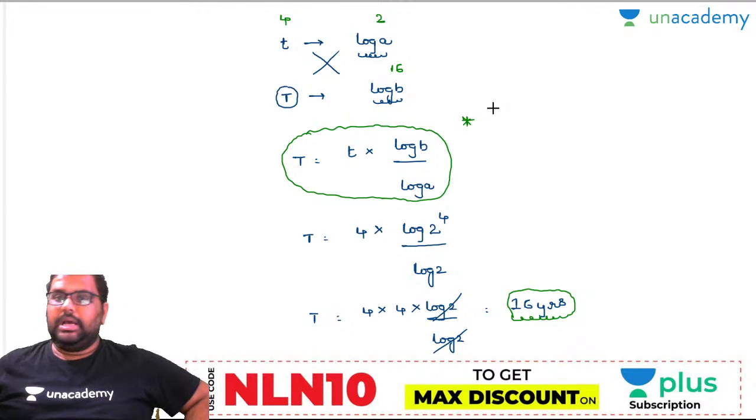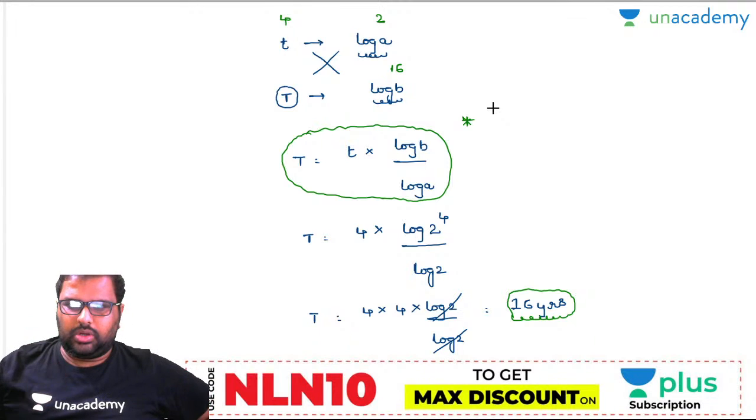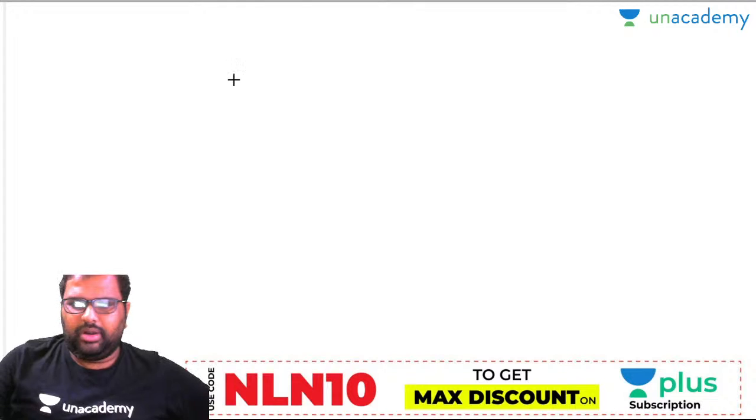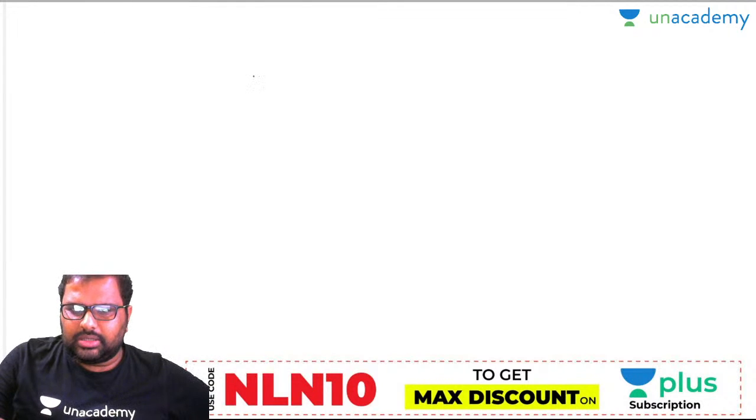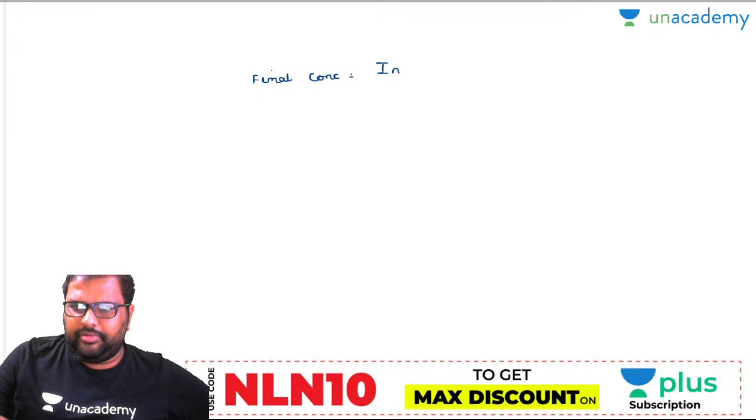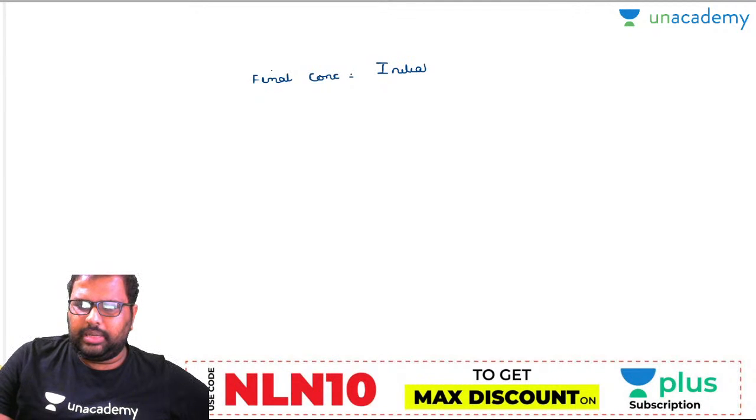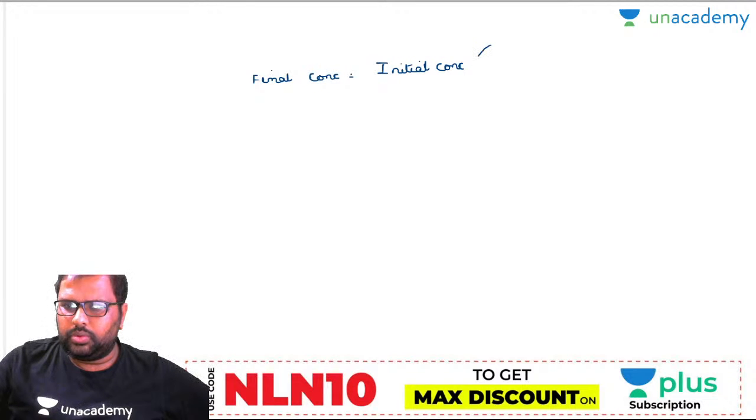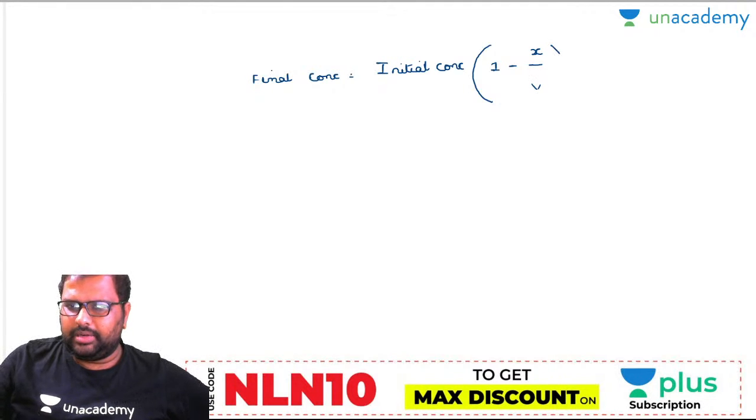Is it clear? Now already in the alligation rule concept I have given you one more thing in mixtures, right? We have seen one more formula. What is the formula there? I'll write down the formula. Final concentration is equal to initial concentration. How many of you know replacement and replenishment of the mixture? Initial concentration into 1 minus x by v whole to the power of capital N.